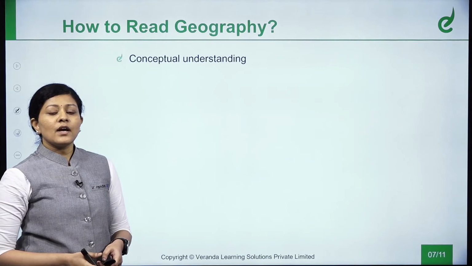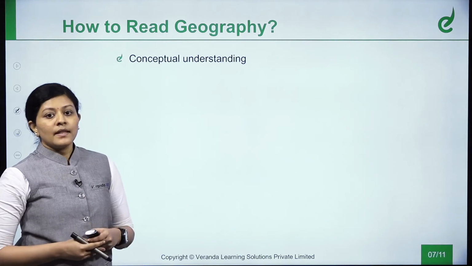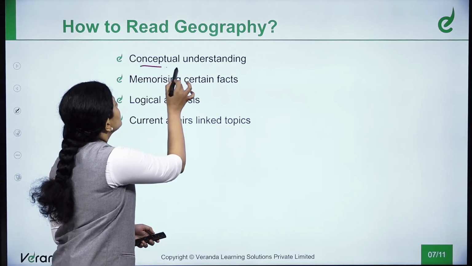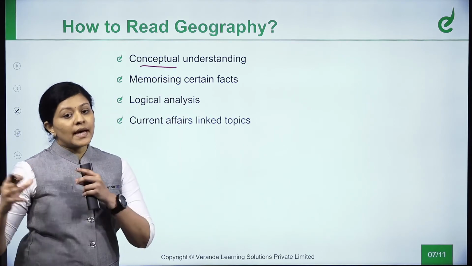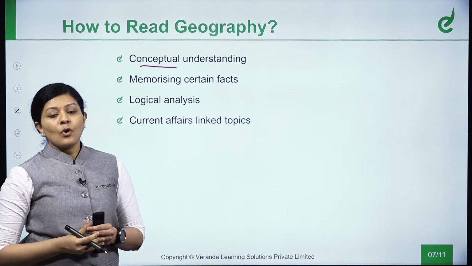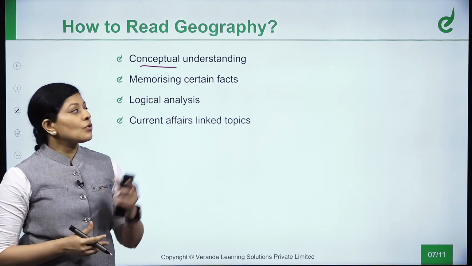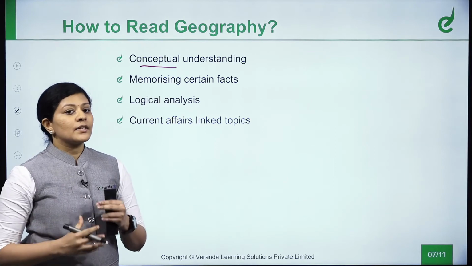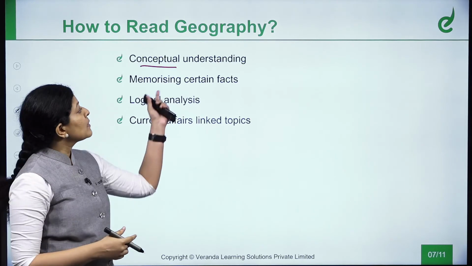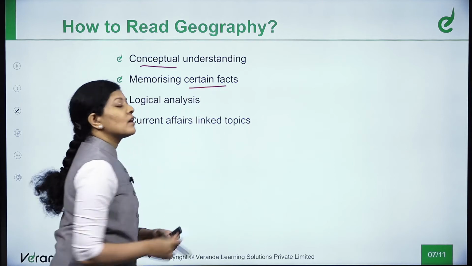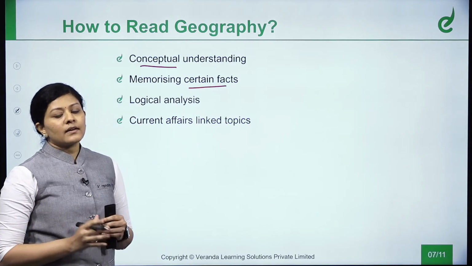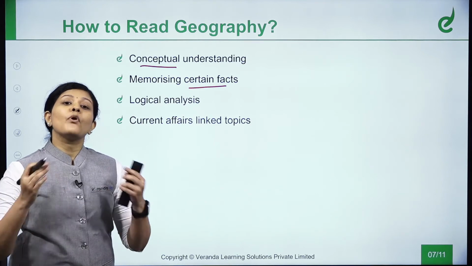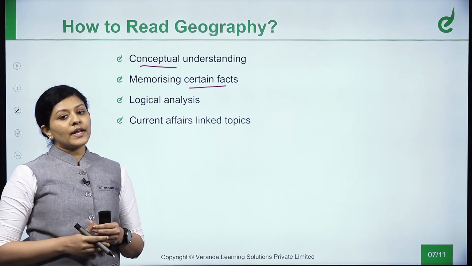Next, we shall see how to read geography. There are certain things we have to understand in geography. We need to understand the concepts, the mechanism behind cyclones, how mountains form. Those things are conceptual understanding. These concepts can be easily understood with a clear explanation. Whereas, certain facts have to be memorized. Like we know certain places in India, but we have to know other important places as well from our exam point of view.